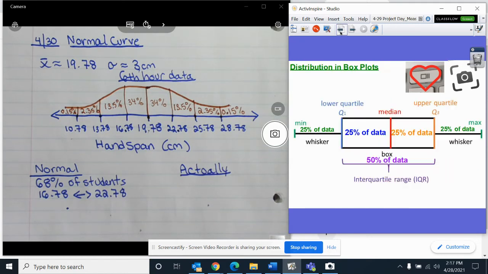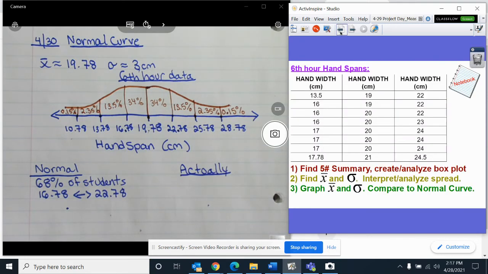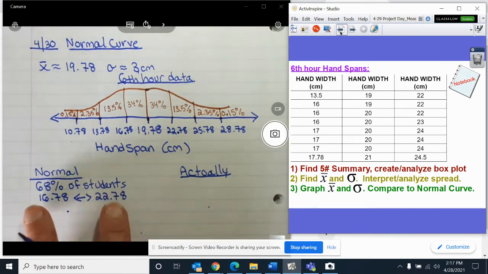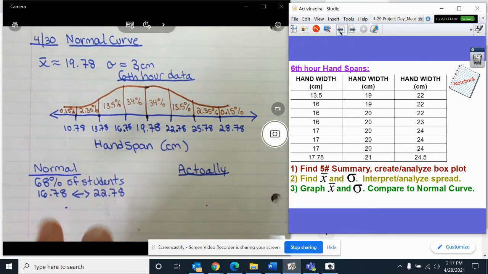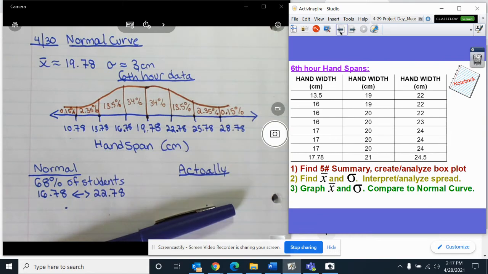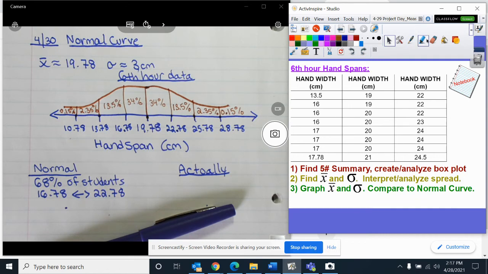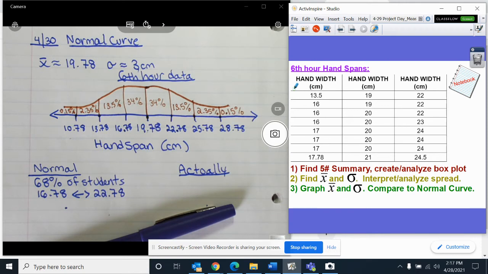So I'm going to go back to that data so that we can look at those numbers. Now, how many students have a handspan of 16.78 to 22.78? So I'm going to get my highlighter and I'm going to use green to highlight those that are between 16.78 all the way up to 22.78. So really between 16 and 23, not including 16 and 23.